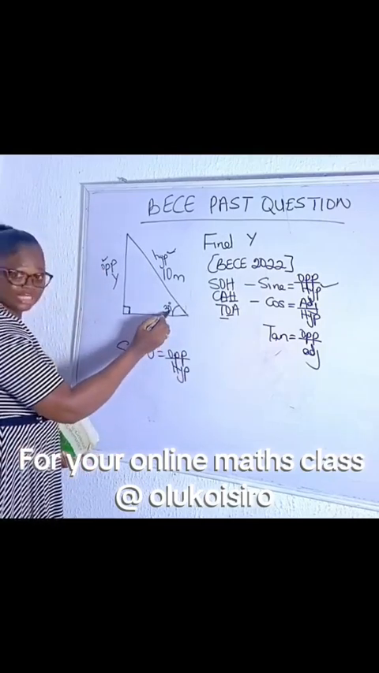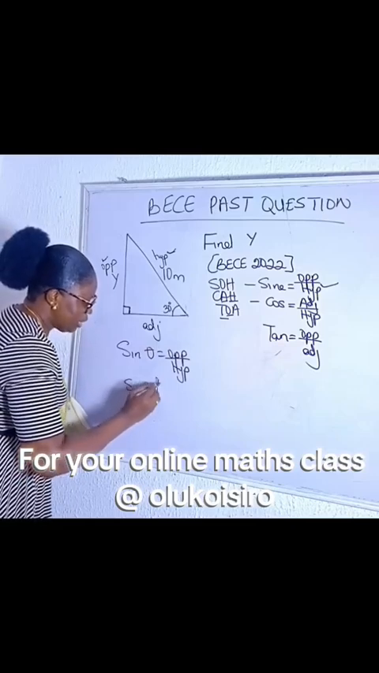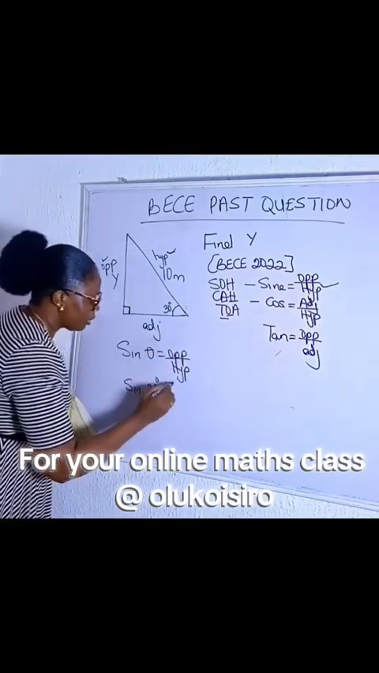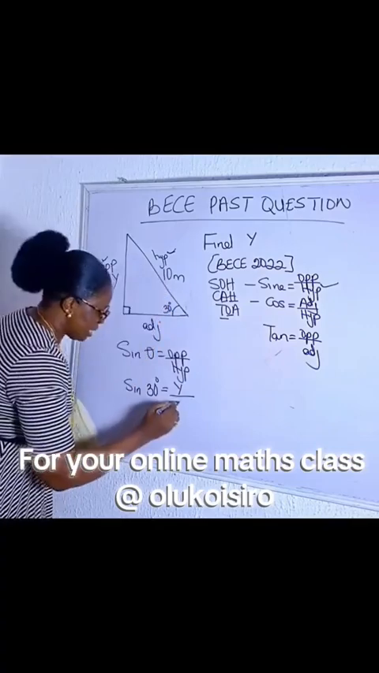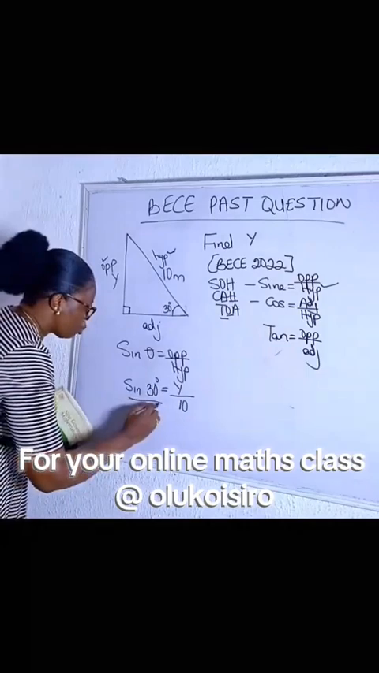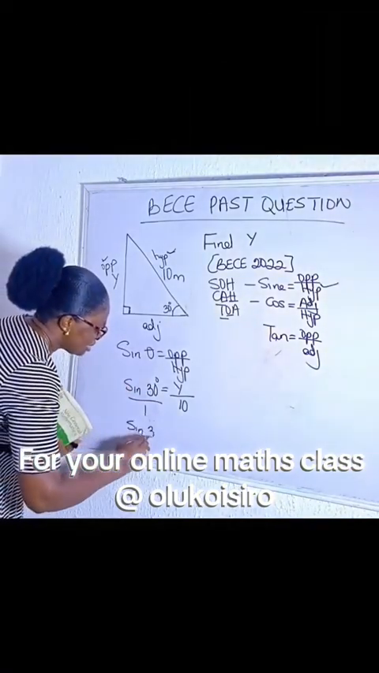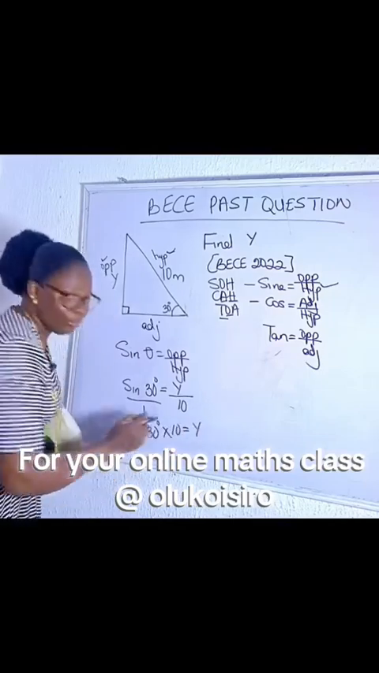Now for me to substitute, what is our theta? Theta is the angle that is given here. So I'm going to have sine 30 degrees equals, what is our opposite here? That is the unknown, y. Then the hypotenuse. What is my hypotenuse here? It is 10. Now to calculate the value of y, I'm going to cross multiply here. So I'm going to have sine 30 times 10 equals the y that I'm looking for.